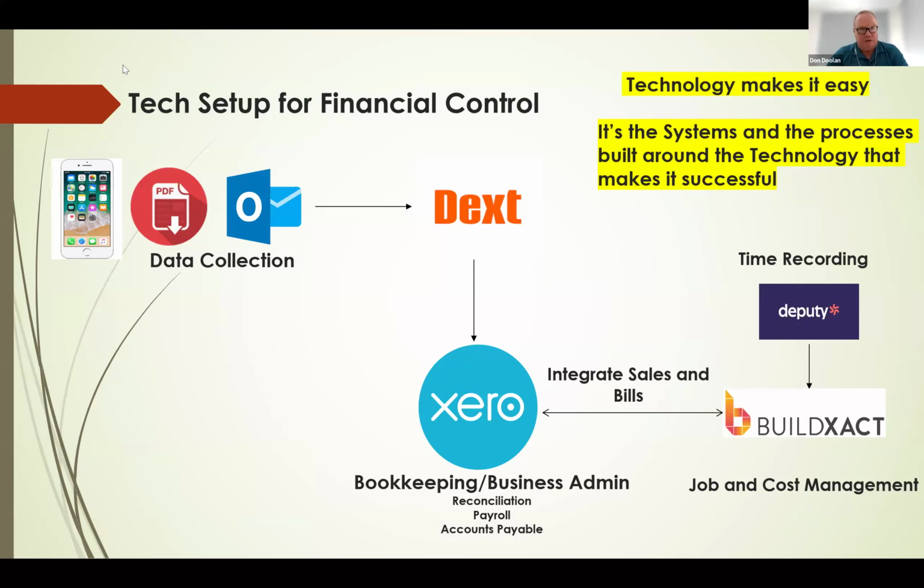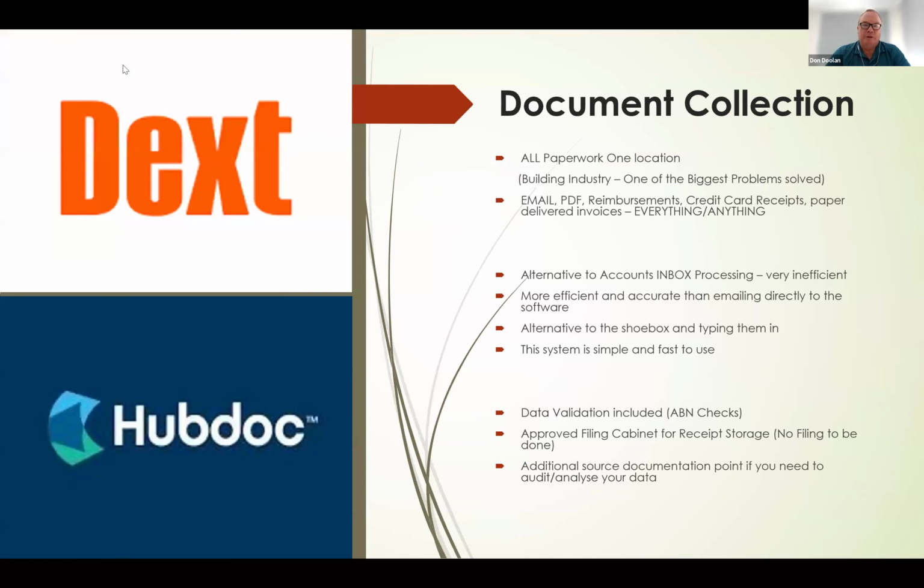So I'll quickly flick it to another screen and step through each of these 3 systems now. So with Dext, people might use HubDoc. I think there's Easy Bills. The old way we used to do it was we put it in an Outlook folder and just store it there. There's people maybe just emailing invoices straight into Xero or QBO or MYOB as well. They all work the same way.